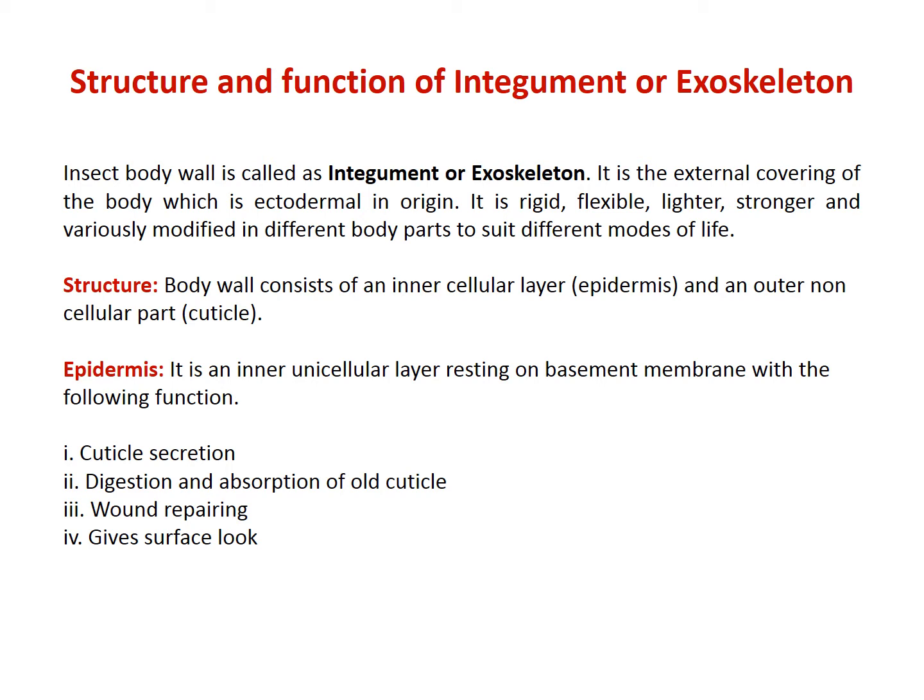It is a triploblastic organism having three layers, that is ectoderm, mesoderm and endoderm. Here the integument is ectodermal in origin. It is rigid, sometimes flexible. It is lighter, stronger and variously modified in different body parts to suit different modes of life of insects. The body wall consists of an inner cellular layer, which is a living layer made up of cells and is called the epidermis, and an outer non-cellular layer called the cuticle.